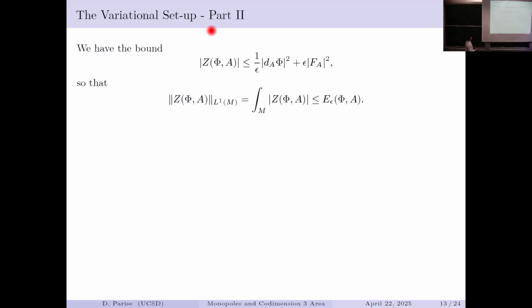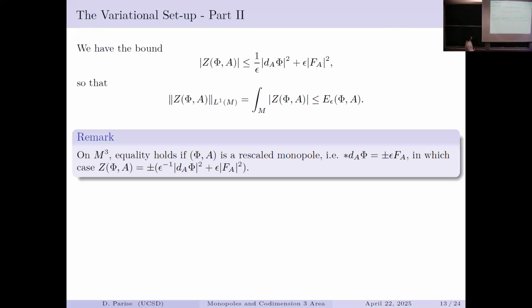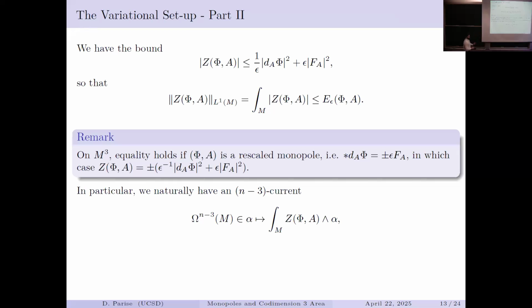So in particular, there's this inequality, and a quick computation reveals that if you satisfy the monopole equation, then you actually have equality between these two terms. So this n-3 current is actually the energy integrand. So these are 3 forms. By duality, we can associate to these 3 forms an n-3 current. How do we do this? Well, just by wedging any n-3 form with the following real valued 3 form. So this effectively gives you, for any section phi and any connection A, an n-3 current.